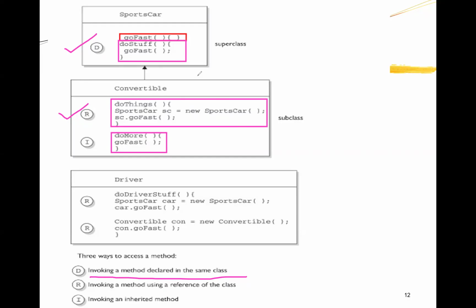Now that is possible. Now there's another method called doMore. In the doMore method, you call the goFast method. Now goFast is this method. The goFast method is inherited by the Convertible class. So you invoke the goFast method because it is inherited. It is available here. So you invoke it. That is invoking an inherited method, and that is also possible.